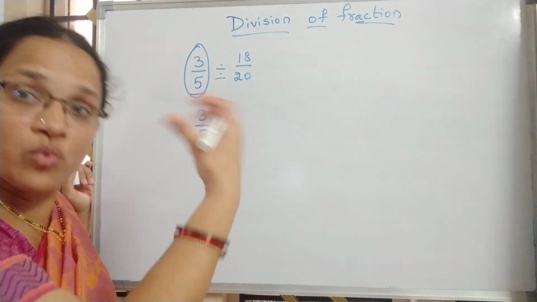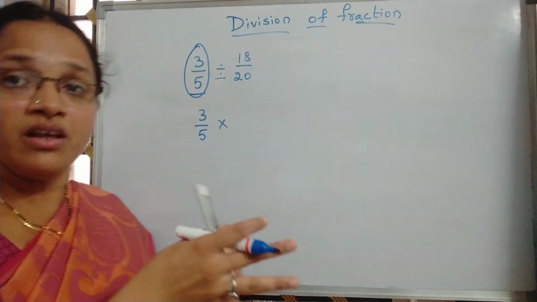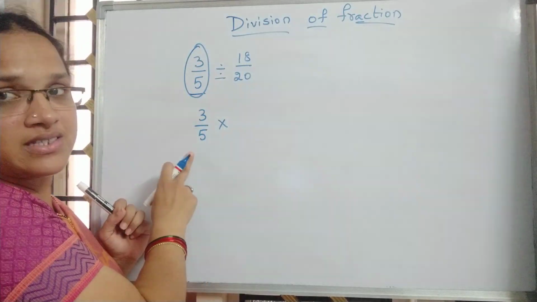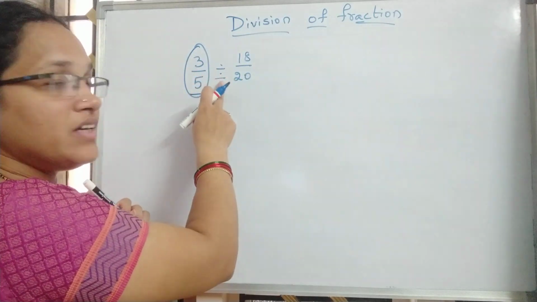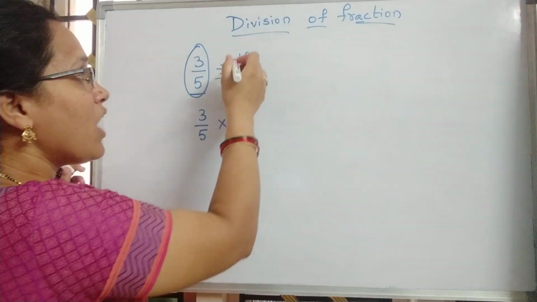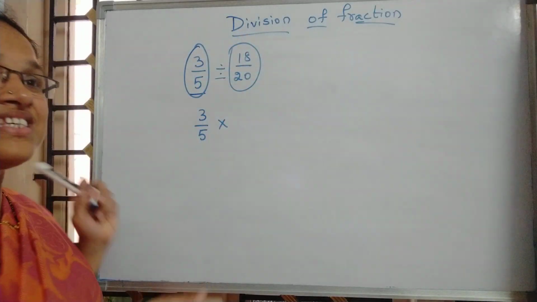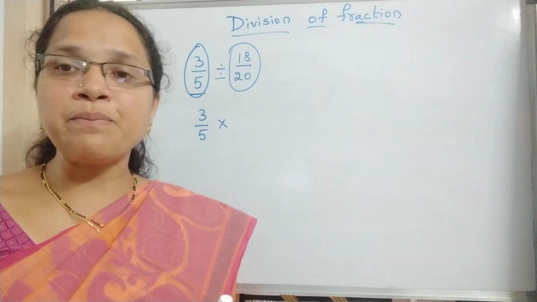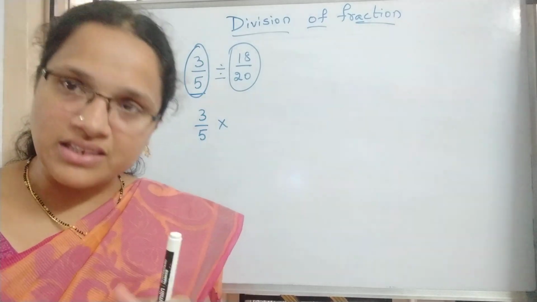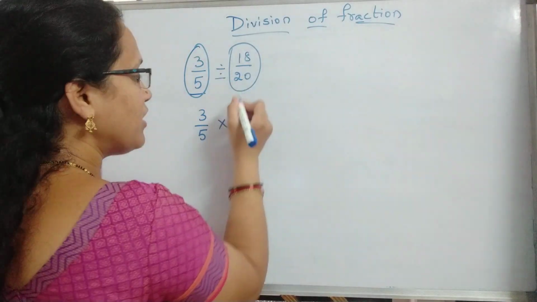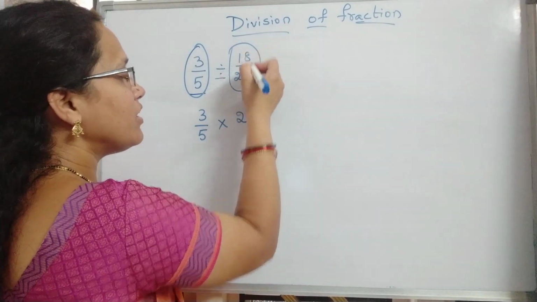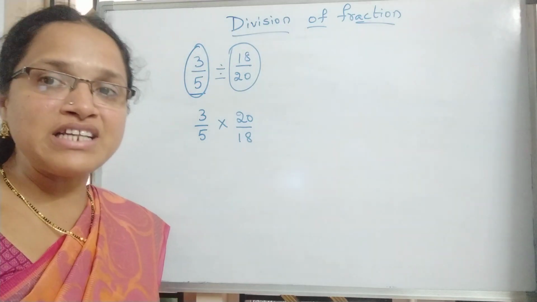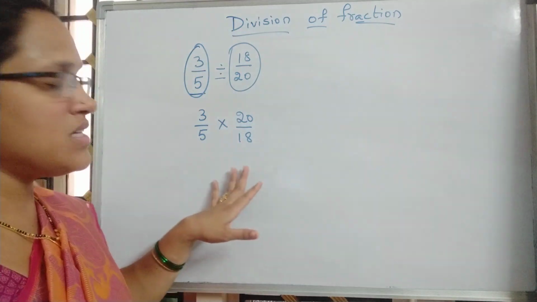So I am writing the question once again. That means I am converting the whole question into multiplication. Try to understand: the first fraction should be written as it is, then write the division symbol as multiplication, and now write the reciprocal of the second fraction. Reciprocal in the sense, we write the denominator of this as the numerator and the numerator as the denominator. That means we reverse them. Is that clear? That is called reciprocal.